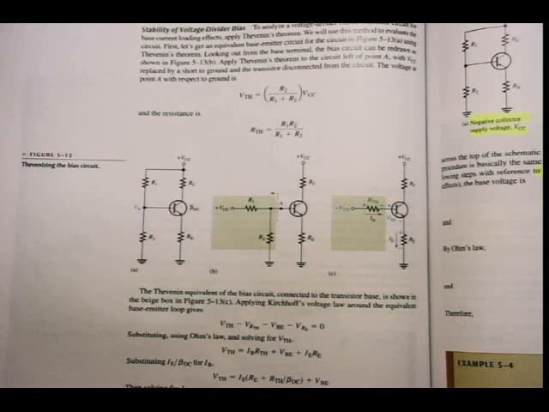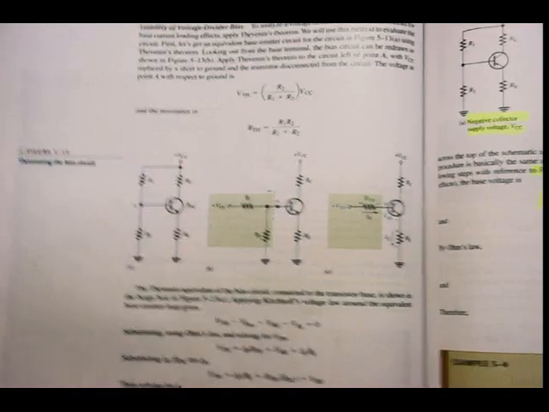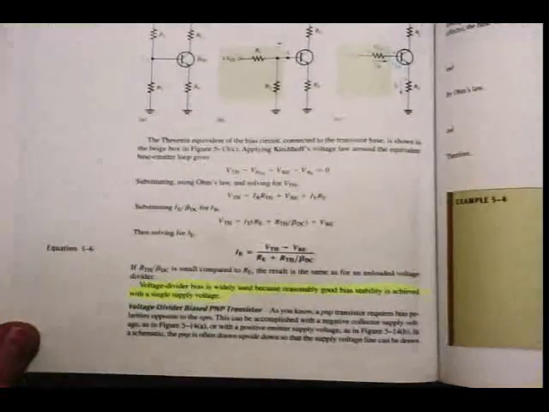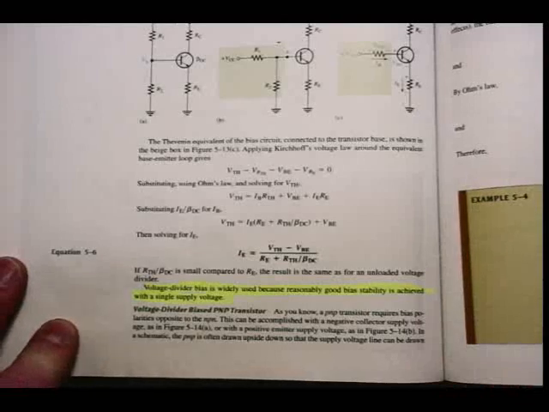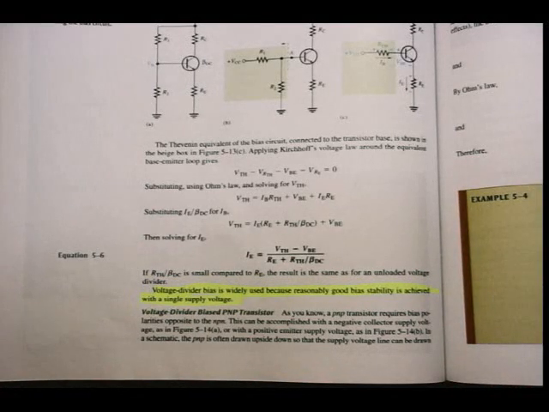So, this is important. A voltage divider bias is widely used because reasonably good bias stability is achieved with a single supply voltage. Alright. Okay, that sentence there, as I've underlined. Please underline that sentence. Voltage divider bias is widely used because reasonably good bias stability is achieved with a single supply voltage. Okay, that's the voltage divider.